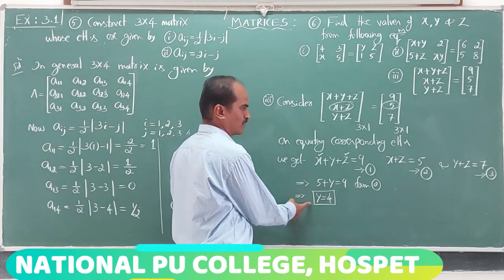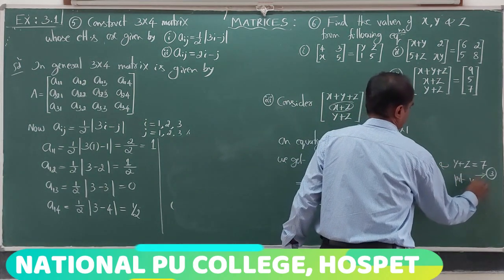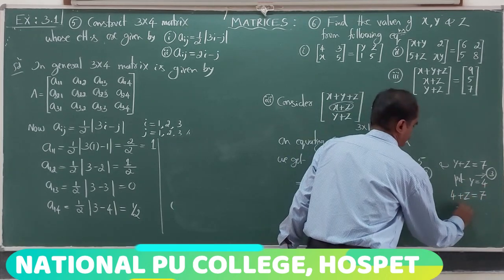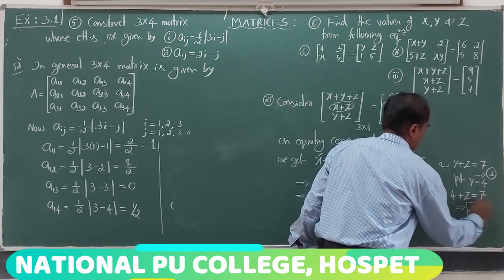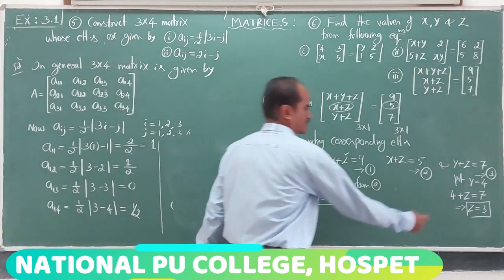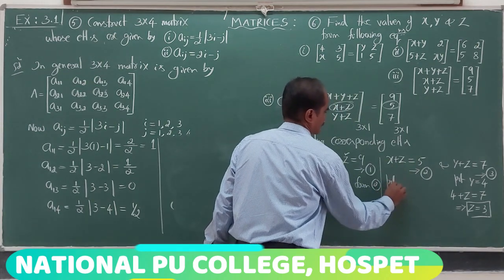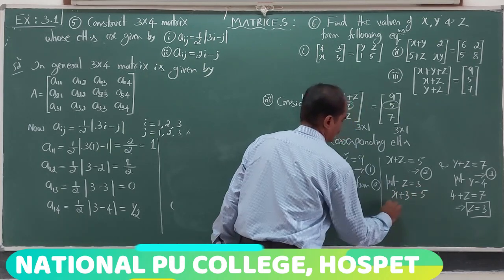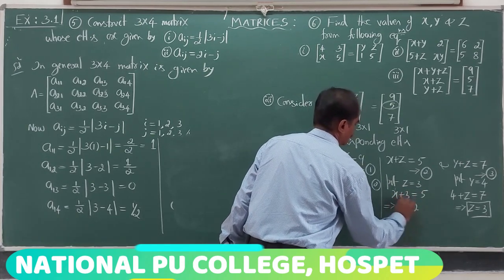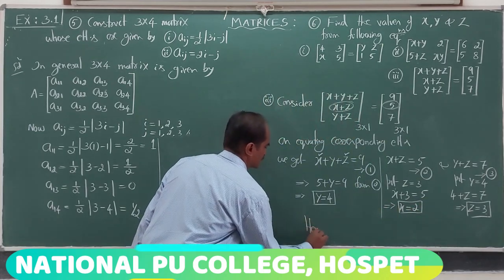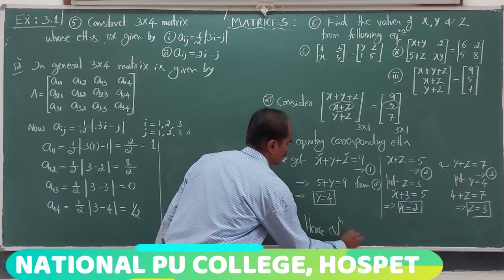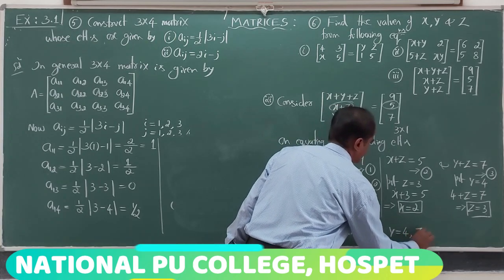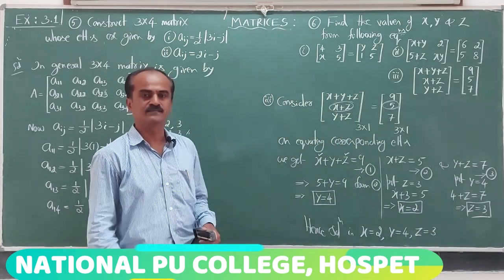Now substitute y equal to 4 here. What do we get? 4 plus z is 7. It implies z is 3. Now put z equal to 3 here. We get x plus 3 equal to 5. It implies x equal to 2. Hence, the solution is x equal to 2, y equal to 4 and z is 3.